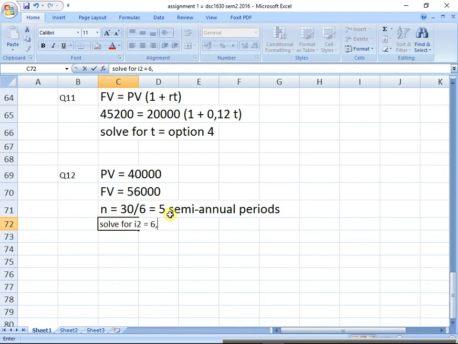Is 30 over 12 my n, or is 30 over 6 your n? 30 over 6 is your n. Why? Because it's semi-annual. So how long is a semi-annual period? 6 months. So 5 is my n. 5 is your n, correct.